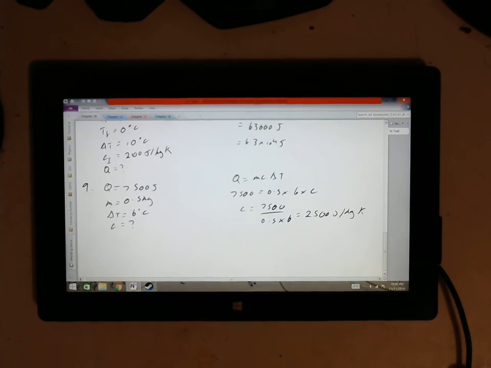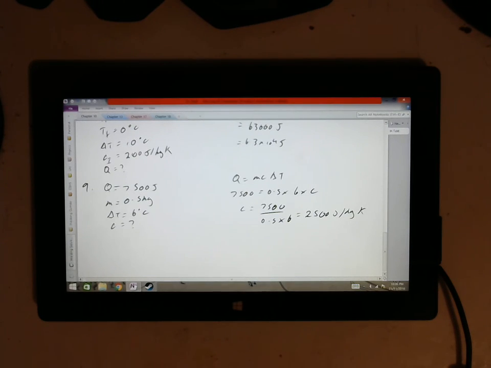If instead you were not too careful with how you put that into your calculator, you went 7500 divided by 0.5 times 6, and you didn't put the 0.5 times 6 in brackets, you would end up with 90,000. That would be a calculator error. You would lose a little bit of marks for it, but do be careful with that sort of thing.